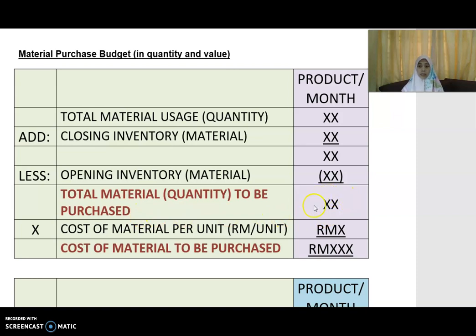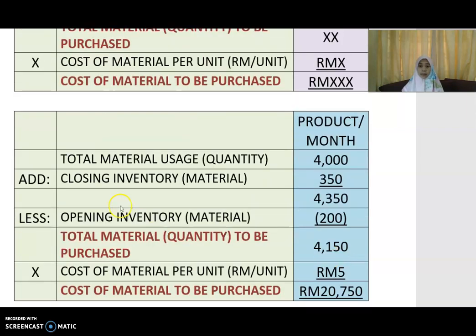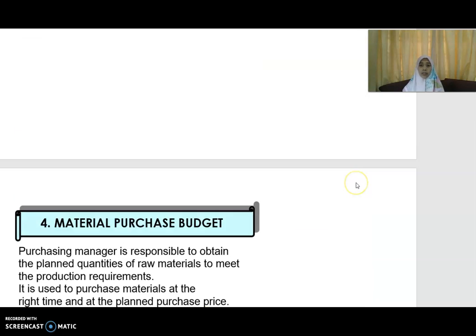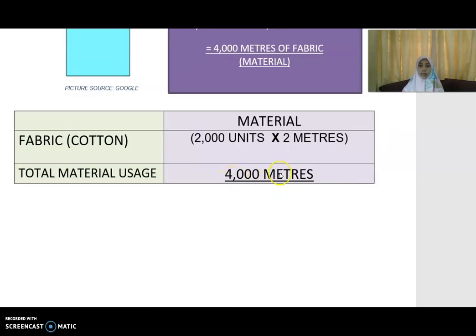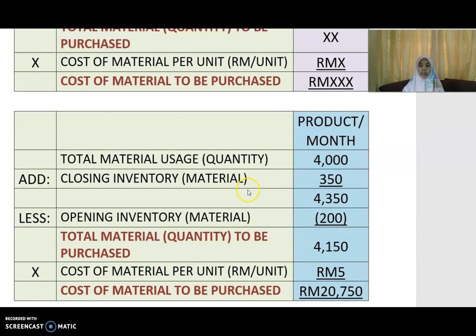This one is still in terms of the quantity, and then you have to multiply by the cost of material, that means the cost per meter in this case. So you will arrive at the cost of materials to be purchased. For example, we have already decided that the quantity we require is 4,000 meters of fabric. At the closing inventory, assuming we have 350 of materials, and the opening inventory is 200.